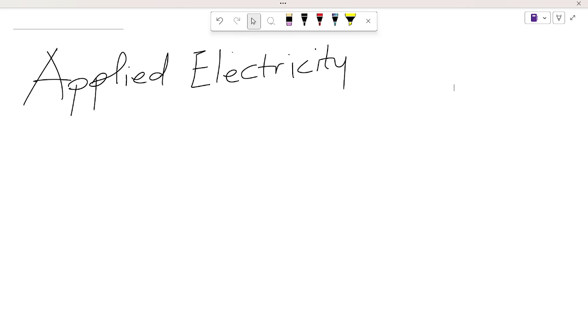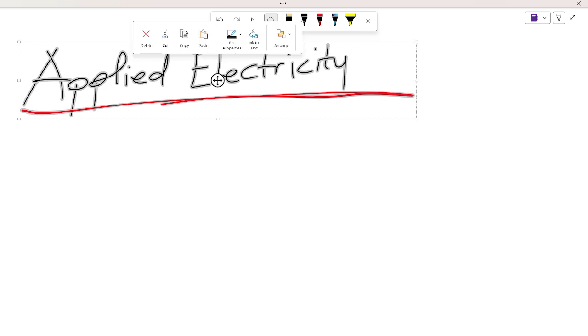Today, we'll be looking at the introduction to applied electricity, and we'll be looking at some fundamental concepts used in the analysis of electric circuits. So basically, we'll be looking at some terminologies that are going to be common in applied electricity, some concepts and some formulae. So first of all, we are going to quickly look at what an electric circuit is.